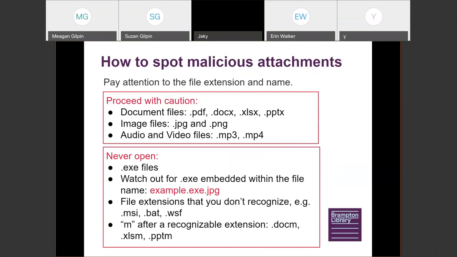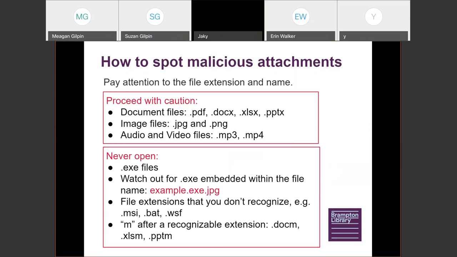And also be on the lookout for that .exe embedded within a file name. This is often a way people get tricked. So you might receive a file called birthdayphoto.exe.jpg. And we might just glaze over that .exe and just see the JPEG and think, oh, it's just a photo. This is a trick that many hackers use to get you to click on what you might easily mistake as an ordinary photograph being attached.